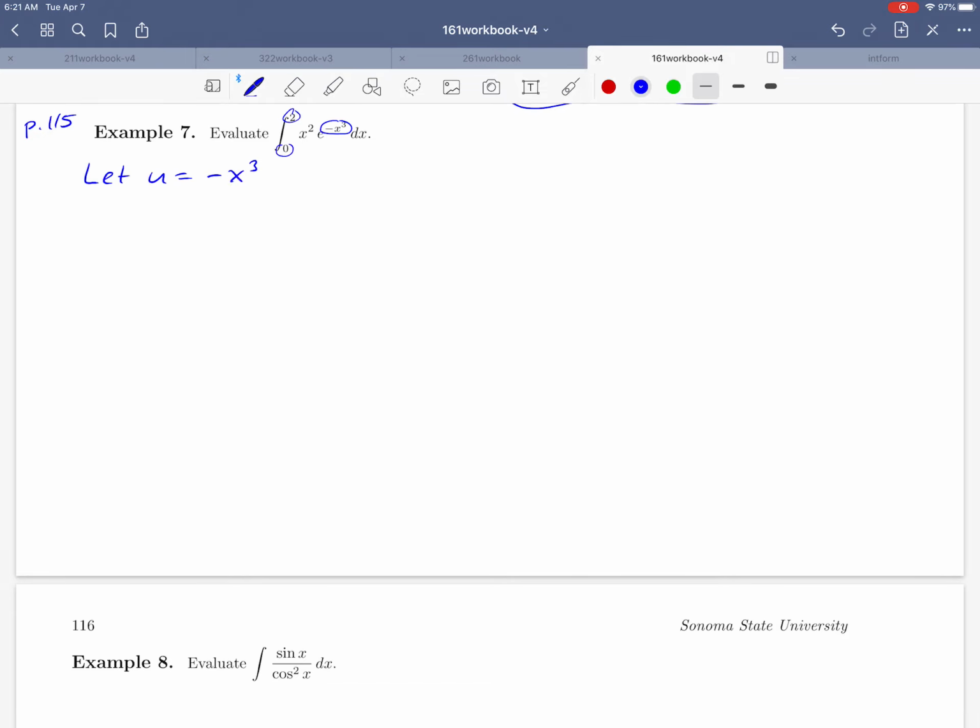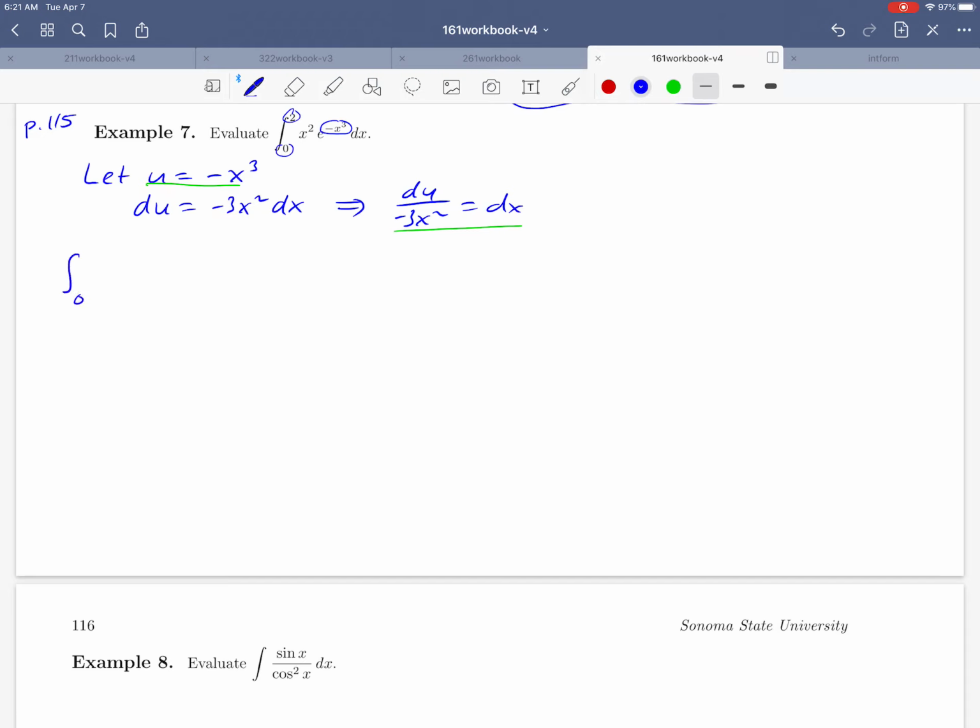So if we let u be negative x cubed, the next step is to always calculate the derivative of that u. So du, derivative of negative x cubed, is going to be negative 3x squared times dx. Okay, so remember, when we write du, it's like a derivative with a dx on the end of it. It's like we're splitting the derivative into two parts. And then once we have that, the idea is to solve for the dx. So we'll go ahead and divide both sides by negative 3x squared. And we are interested in these two parts of our calculations. That's what we're going to substitute into our integral.